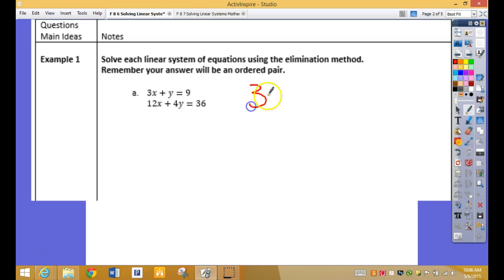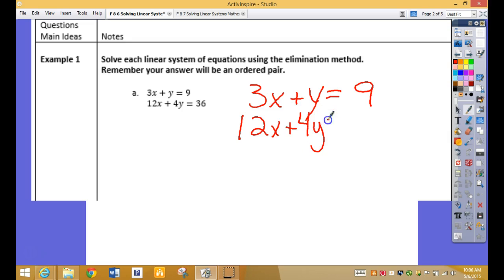We have 3x plus y equals 9. And again, today, 12x plus 4y equals 36. All your problems today will be lined up for you. All your x variables will be in a column. All your y's will be in a column. And all your, what do you call numbers that are by themselves? Constants are all by themselves. All right, just like yesterday.